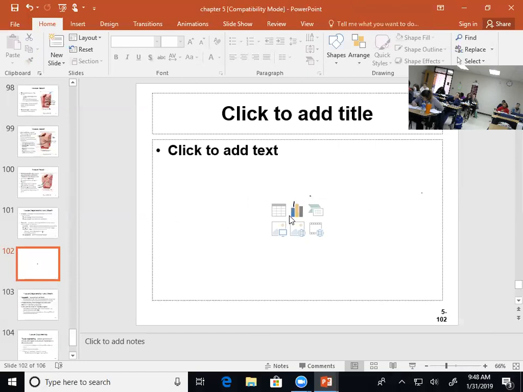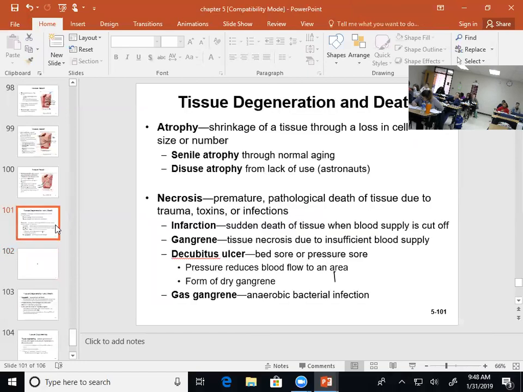the bacterium that causes gangrene, Clostridium perfringens, right? Guys, I want you to know about decubitus ulcers. You call those bed sores, right? But this is the real name, a decubitus ulcer. A decubitus ulcer is a bed sore.